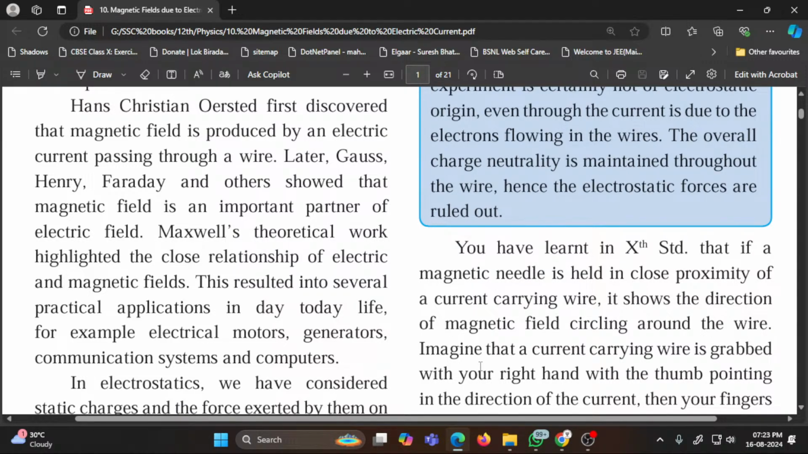म्हणजे आपण राईट हँड थंब रूल शिकलो होतो, तुला आठवत असेल तर, की if you hold the current carrying conductor in your right hand with your thumb showing the direction of the flow of current, then the curled fingers give the direction of the magnetic field around the conductor.